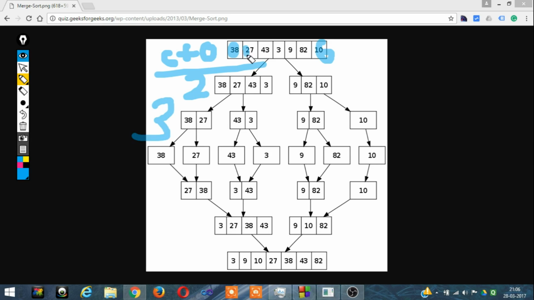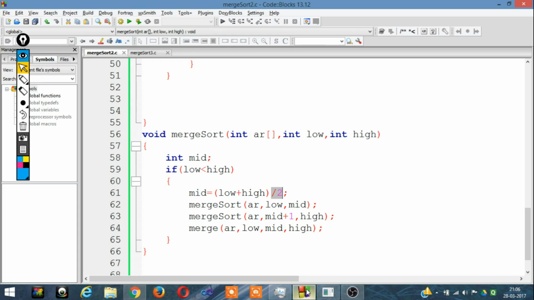So 0, 1, 2, 3 is the first subarray, and 4, 5, 6 is the second subarray. In this way the array is divided. So mid is low plus high by 2. Then we call merge sort on the first subarray and merge sort on the second subarray.